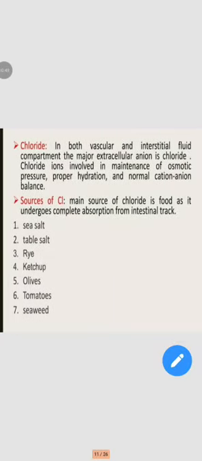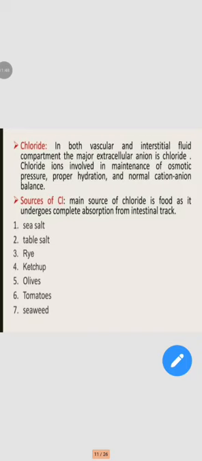First electrolyte, chloride. Chloride is present in both the vascular and interstitial fluid compartments. The major extracellular anion is chloride. Chloride ions are involved in maintenance of osmotic pressure, proper hydration, and normal cation-anion balance.